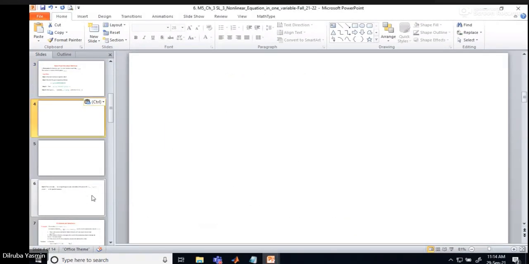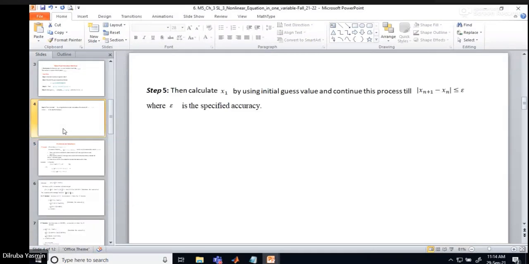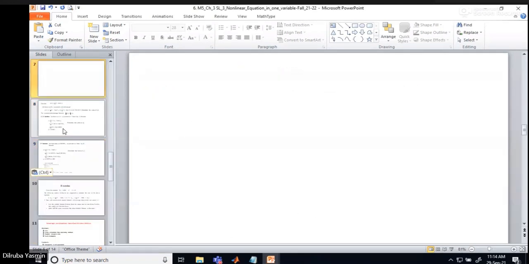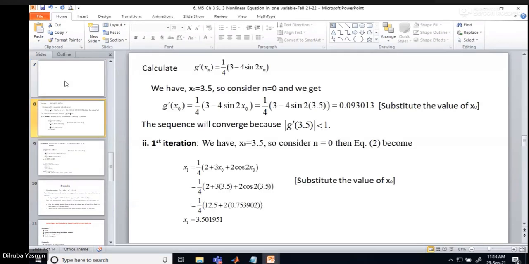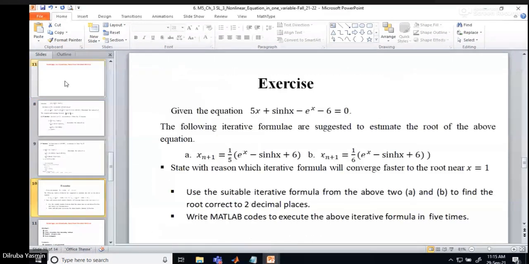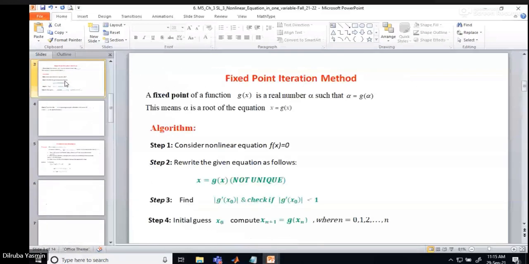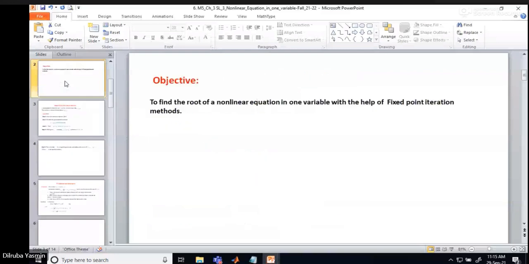Okay, I need to open a new page here. So just think about it. We have to solve a nonlinear equation in one variable by using the fixed point iteration method. All right. If I need to open a new page, then I will do it later. Just start from here.